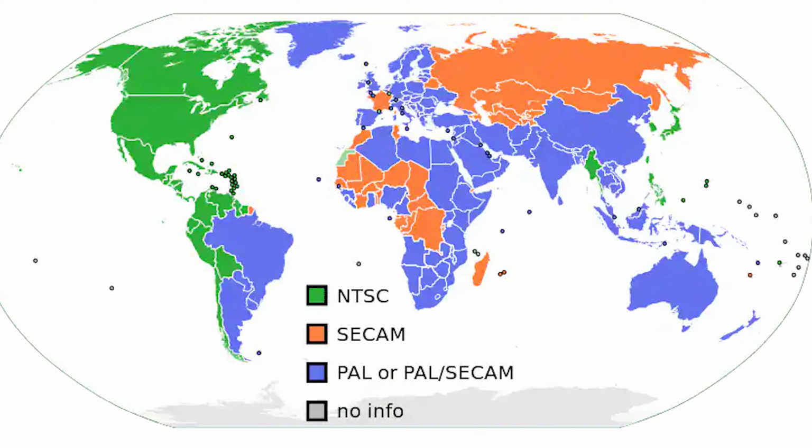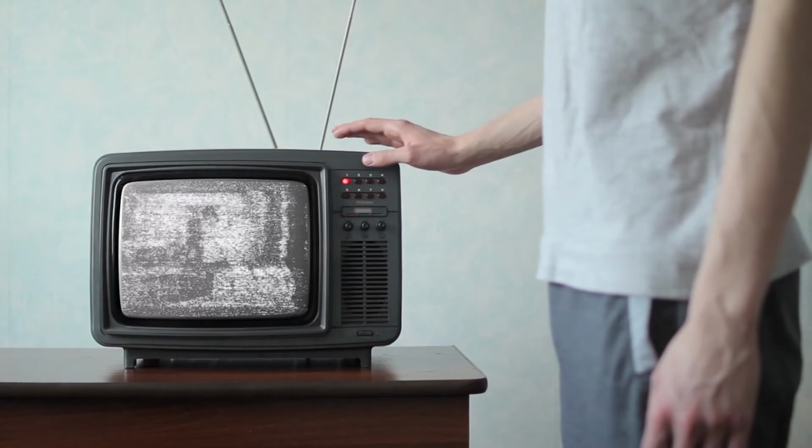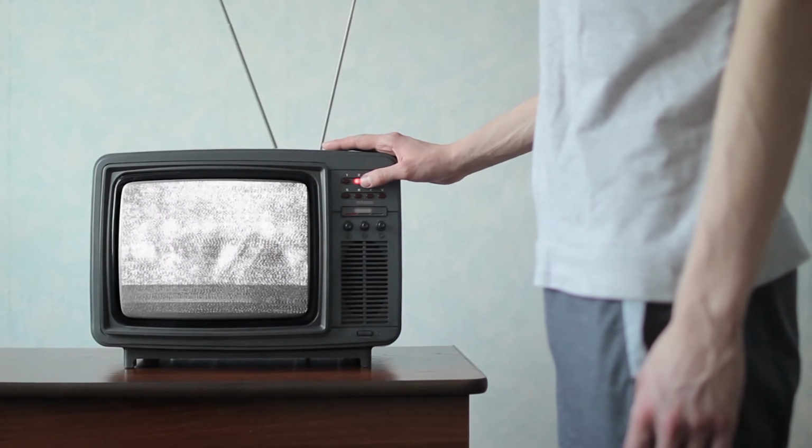There's also another one called SECAM, but that doesn't really apply on our cameras today, so we're going to look at NTSC and PAL. Now, the big thing is we have come a long way since the 1950s, and today most TVs are progressive.